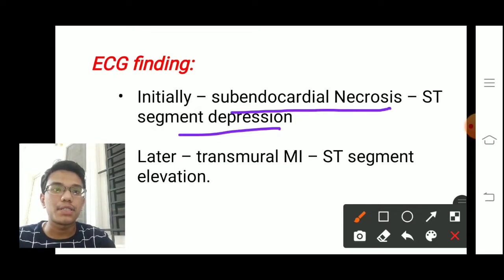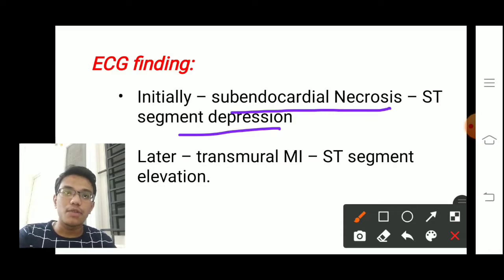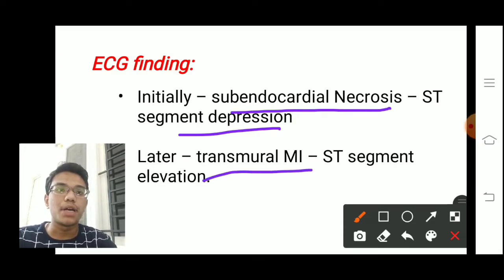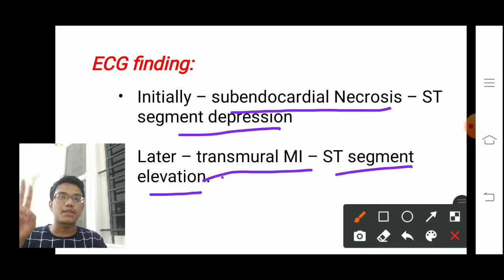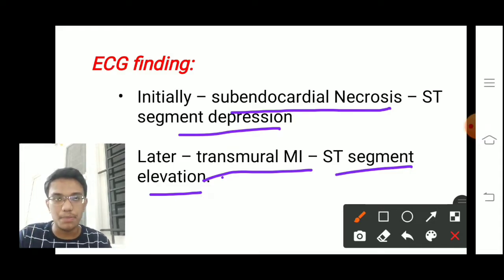Later, the myocardial ischemia will progress to transmural MI. When it progresses to transmural MI, the ST segment will get elevated. This is the point here. In stable angina, it will be depressed. In unstable angina, the ST segment will be depressed. In Prinzmetal angina, due to vasospasm, all three layers will get compromised of blood supply, so there will be ST segment elevation in Prinzmetal angina. In MI particularly, in initial cases you will have ST segment depression, and at later stages you will find ST segment elevation.